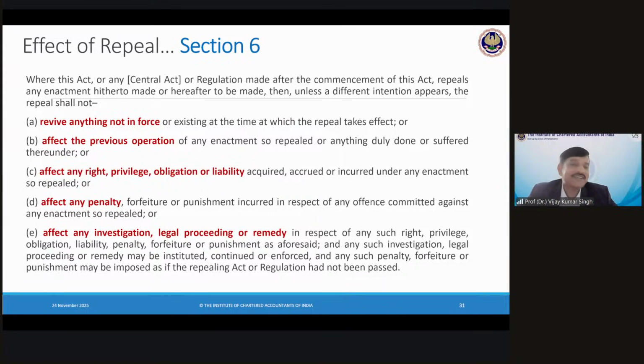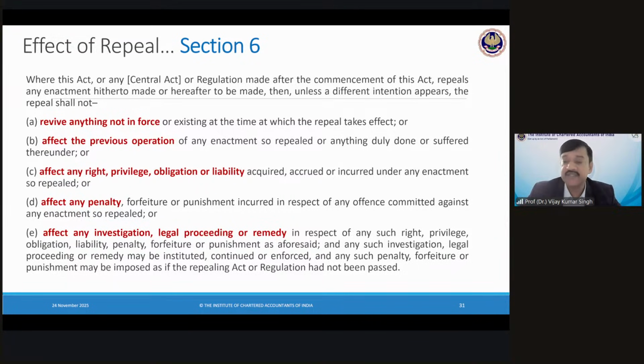The third talks about affect any right, privilege, obligation, or liability acquired. So it is talking about right, privilege, obligation, or liability. These are the 4 things which it talks about. Acquired or accrued or incurred under any enactment so repealed will not go away. That will be very much there. Fourth, it is talking about affect any penalty, forfeiture, or punishment incurred in respect of any offense committed against any enactment so repealed. So it will also not go away.